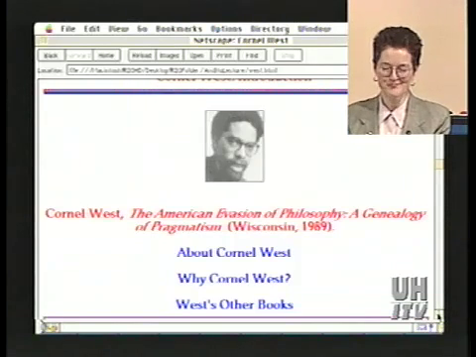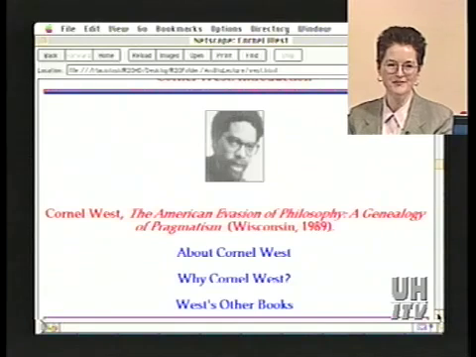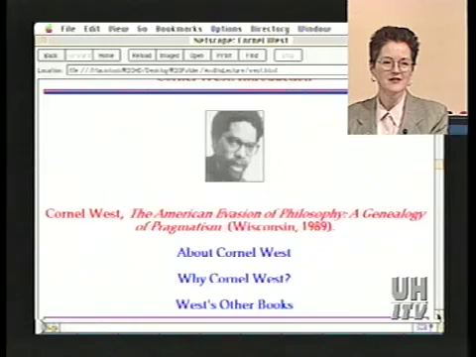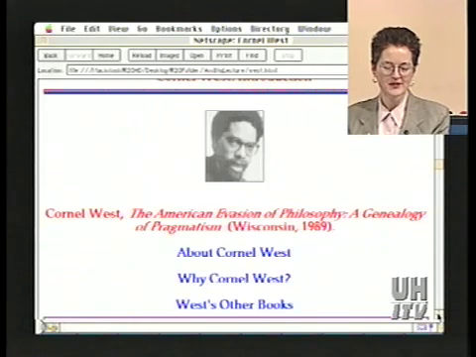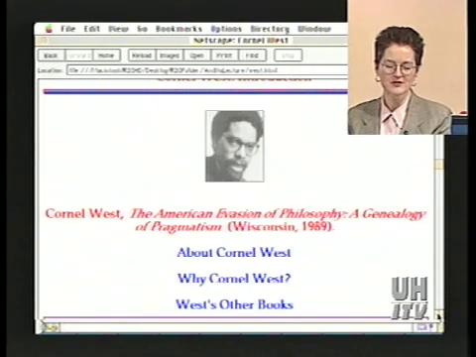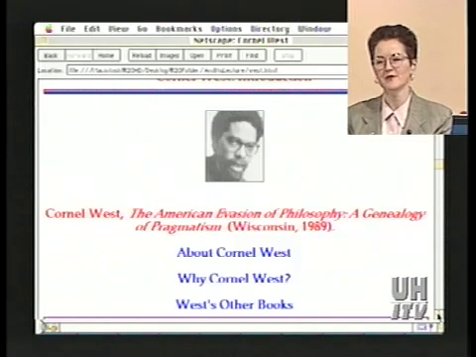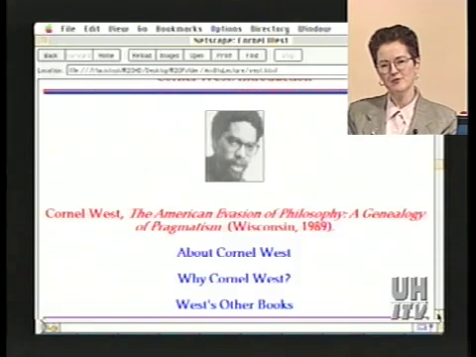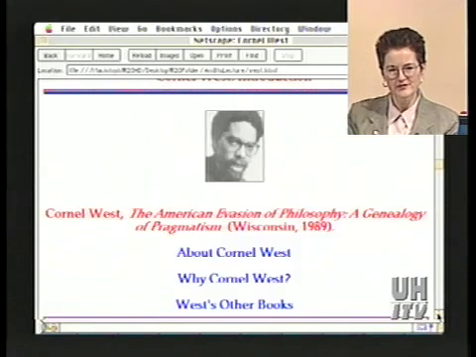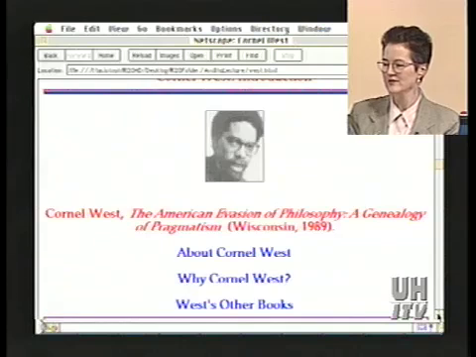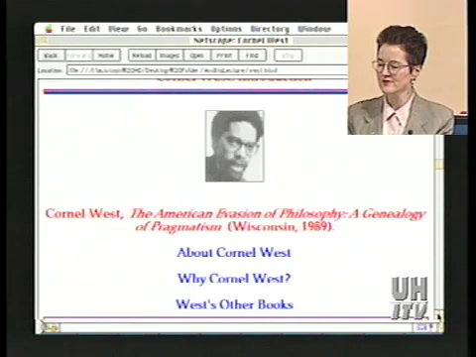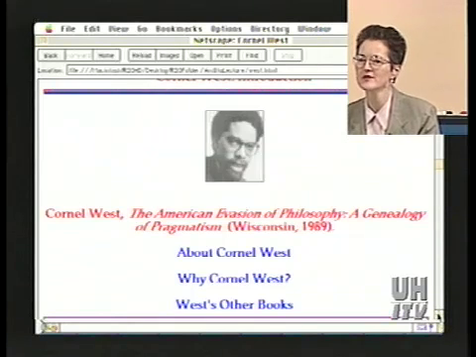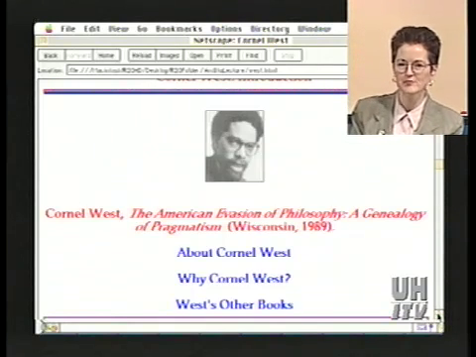And this is one of them. This is one of the better known of them, that one that I'm talking about, The American Evasion of Philosophy. And he's a very prominent African-American intellectual who now holds a position in the Afro-American Studies program at Harvard University. Not only is he a prominent philosopher, theologian, and African-American intellectual, but he also deems himself a public intellectual who's following up in the tradition of Ralph Waldo Emerson.